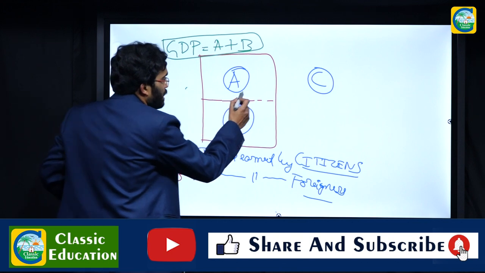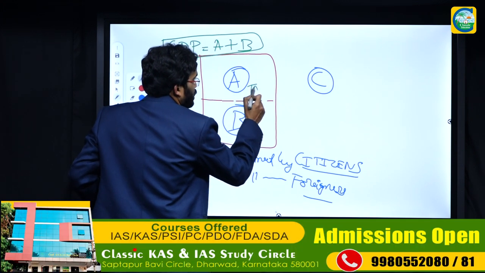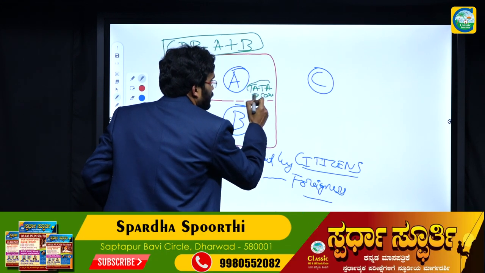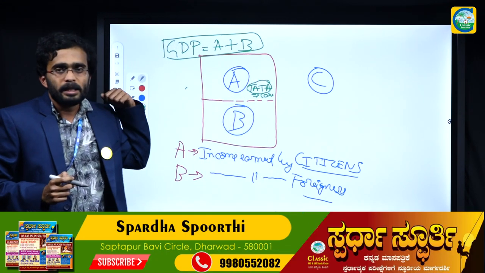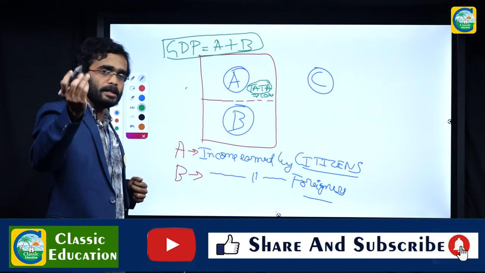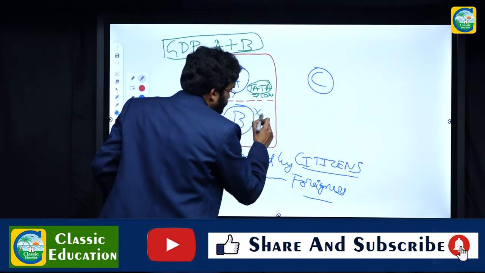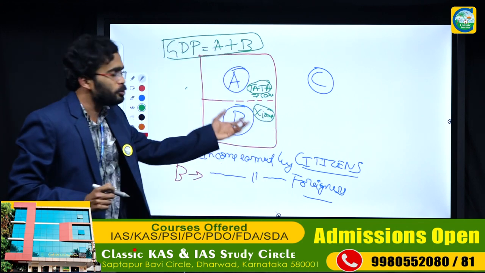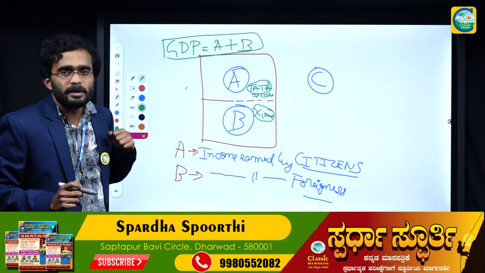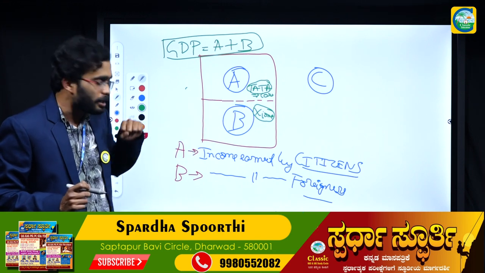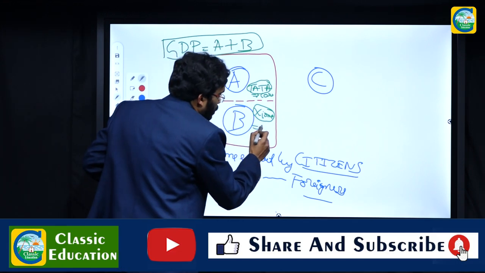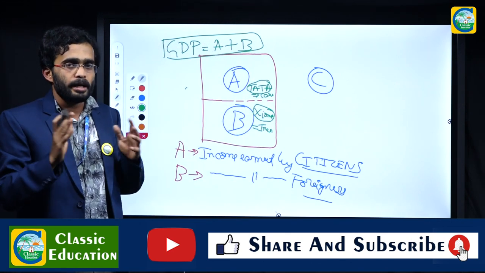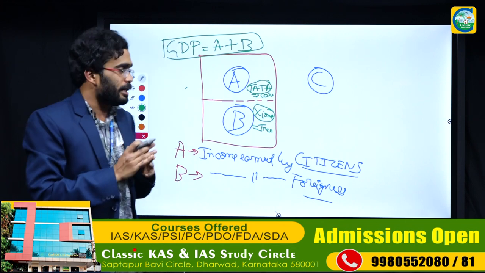Let us take one more example here. Tata Motors is an Indian company. It produces some cars, and it is included in GDP. Let us take another example. Xiaomi is a Chinese mobile company. It is producing mobile handsets in India, in Hyderabad. So this income is also used to calculate the GDP of a country. Okay, now let us move forward.